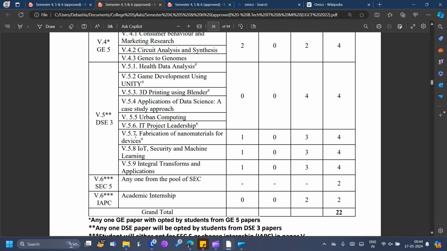We have IT project leadership. We have fabrication of nanomaterials for devices. We have Internet of Things, security and machine learning. And we have integral transforms and applications. So as you can see, we have all types of things. We have things from data science, from machine learning, from 3D printing, computational biology. We have Internet of Things. We also have a core mathematics DSE, as you can see.